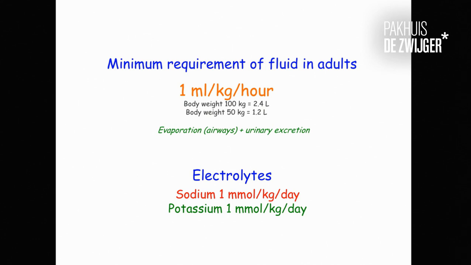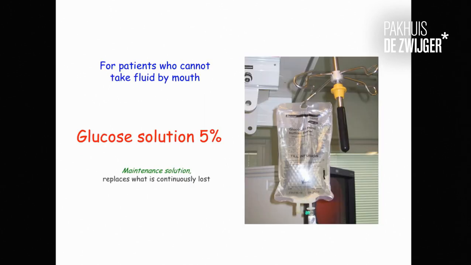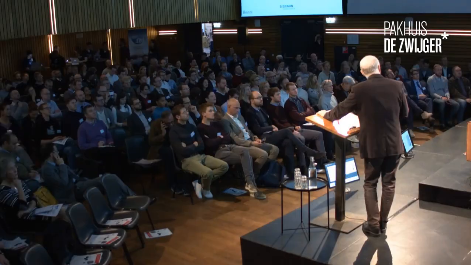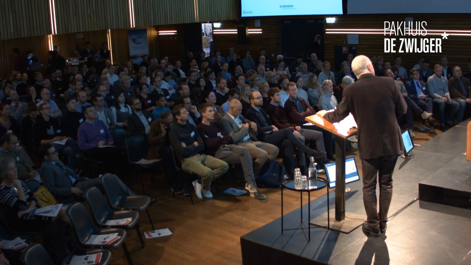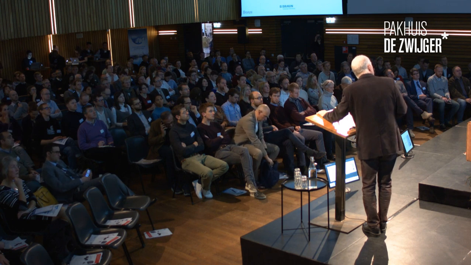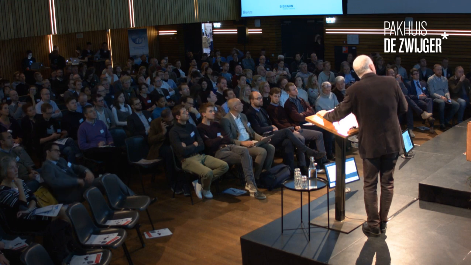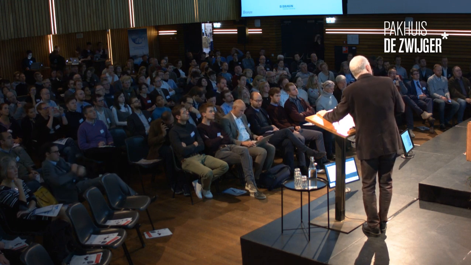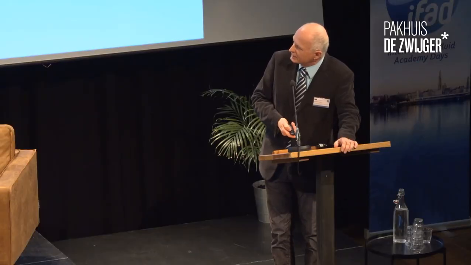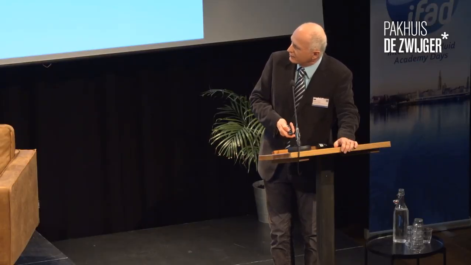And of course, this is to compensate for evaporation from the airways and also for basic fluid excretion by the kidneys. Now, if somebody cannot drink and eat by themselves, the mainstay of fluid therapy is a glucose solution, usually 5%, and we call it maintenance because it just replaces what is continually lost by baseline urine excretion and evaporation. One must just remember here that some electrolytes have to be added, at least if you prescribe more than 1 liter of this fluid, because otherwise there's a risk of hyponatremia developing.